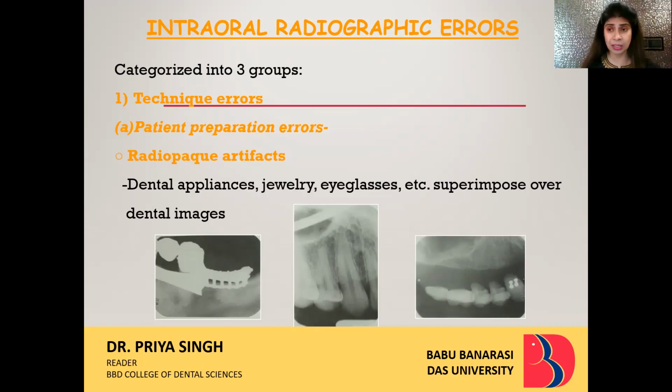The jewelry which the individual is wearing should be removed. Eyeglasses, at times for the maxillary anterior region, for the upper teeth, if there is any eyeglasses rim overlying that particular region, that can also superimpose in the radiograph. So it is very important that patient preparation should be done adequately.